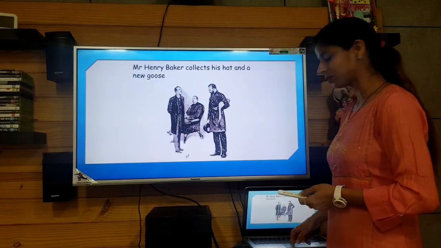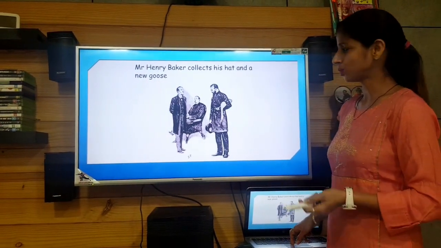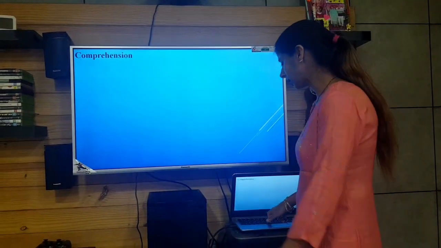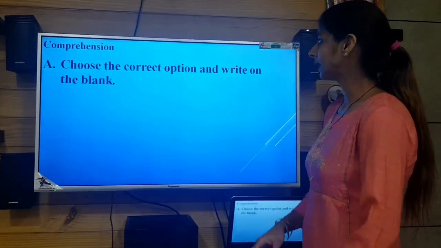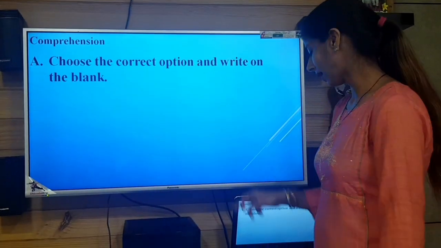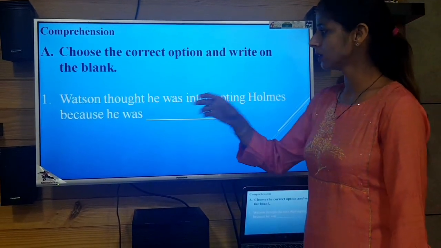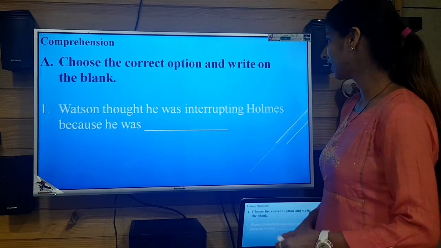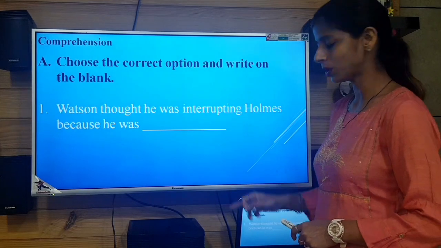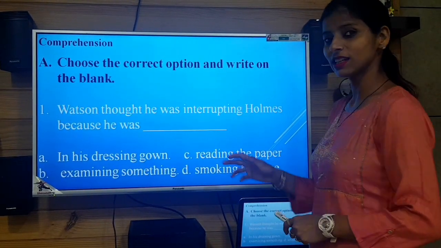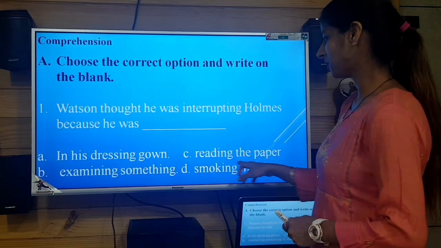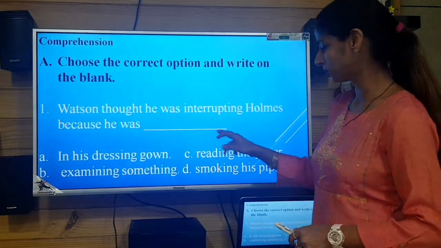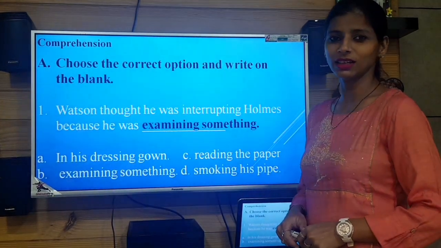So now we'll be shifting on to the exercises so that we complete our chapter, right? Here is your question A. Choose the correct option and write on the blank. Here you are given MCQs and then you will be choosing the best option. Watson thought he was interrupting Holmes because he was... I hope that the answer is there in your mind. Because he was examining something, and here we have this in option 2. So this is the right answer, right?